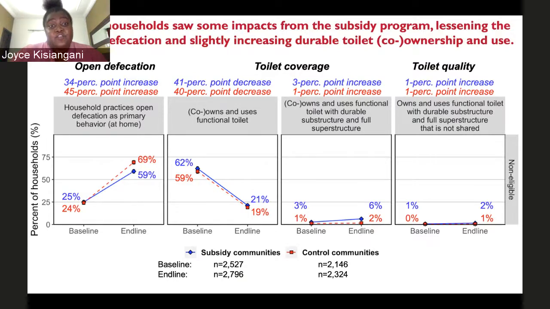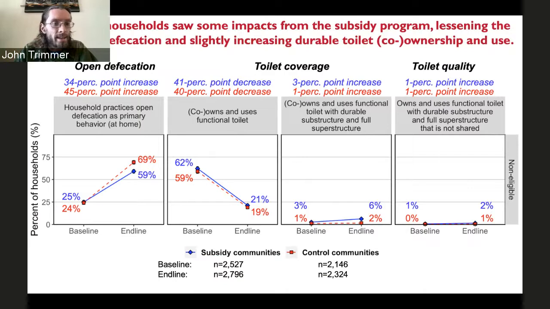And again, though we don't see that the subsidy had much impact on non-eligible households within the treatment group, when you look at ownership or co-ownership of a functional toilet, that's the second graph, you can see that the subsidy program on the third graph resulted in some non-eligible households getting a toilet with a durable substructure and a full superstructure within the treatment group. John?